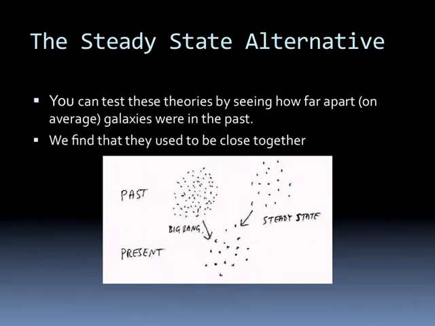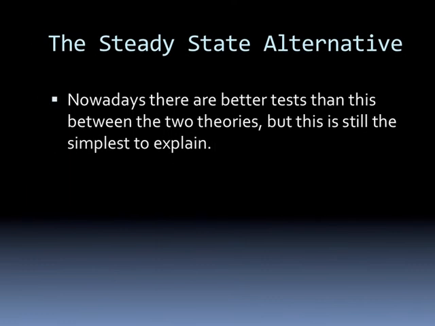Now, we can test these theories by seeing how far apart on average galaxies were in the past. As we look back, the steady state should say the galaxies were about the same distance apart in the past. The Big Bang should say the galaxies were closer together in the past. And when we actually look at the galaxies further away, we see that galaxies are closer to each other in the past. Therefore, the Big Bang theory is the one that fits our model and our observations. Today, there are better tests than this between the two theories, but this is the simplest to explain.